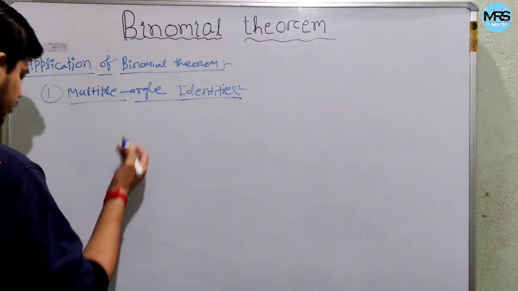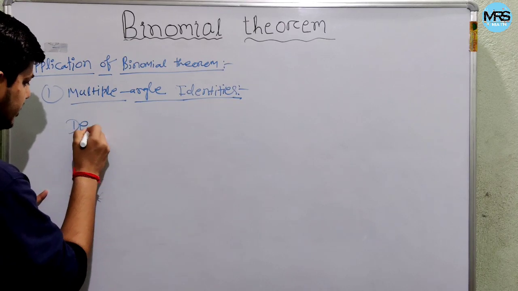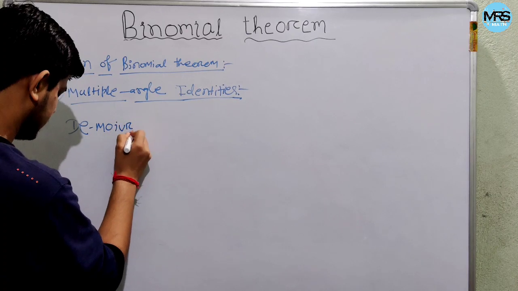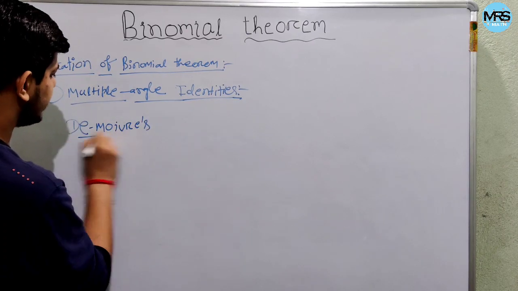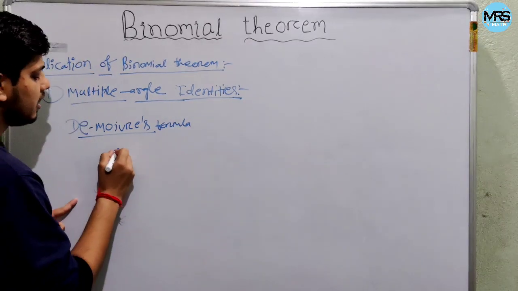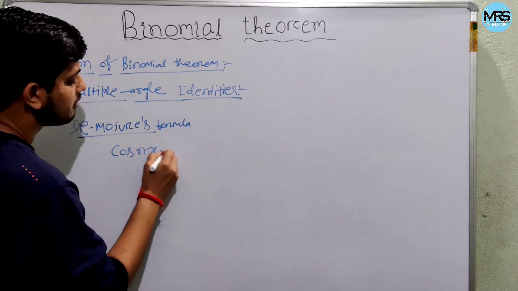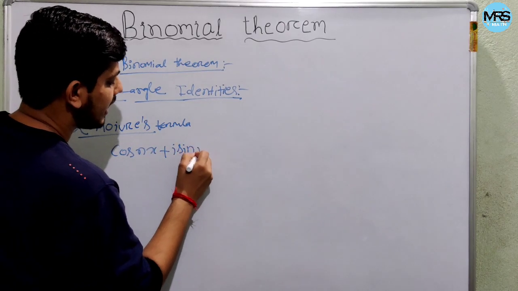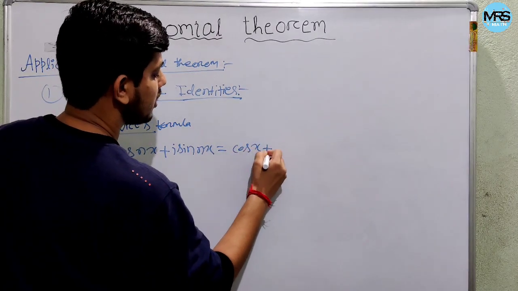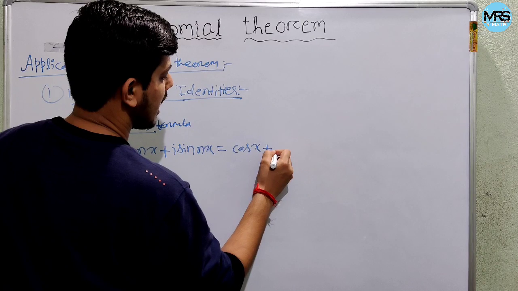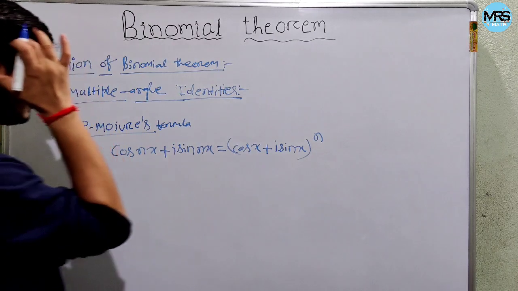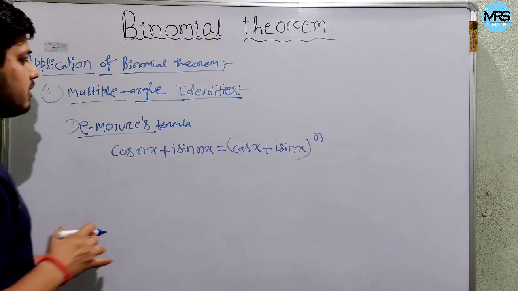So first of all we should know what de Moivre's theorem is. Write down de Moivre's formula. What is this? Cos nx plus i sin nx is equal to (cos x plus i sin x) whole to the power n. Okay students, this is de Moivre's formula.